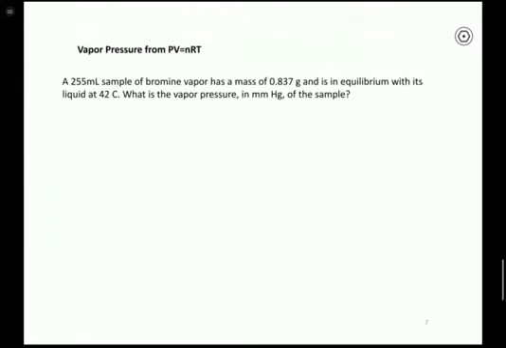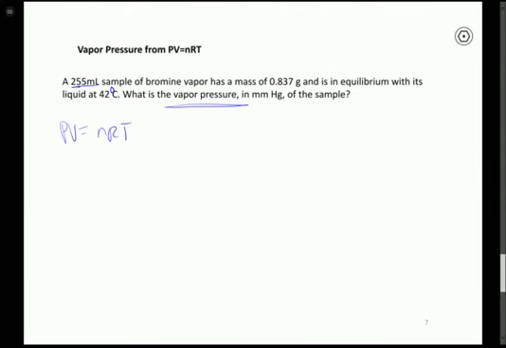Alright, another type of vapor pressure problem is where we're actually going to use PV equals nRT to help us. So we have 255 milliliters of bromine vapor. It has a mass of 0.837 grams and is in equilibrium with its liquid at 42 degrees Celsius. What is the vapor pressure in millimeters of mercury of the sample? So for this one, we have the volume, we have the mass amount, and we have the temperature. So for these types, we're going to use PV equals nRT. We're looking for the vapor pressure. We know, in some sense, all the rest of these.